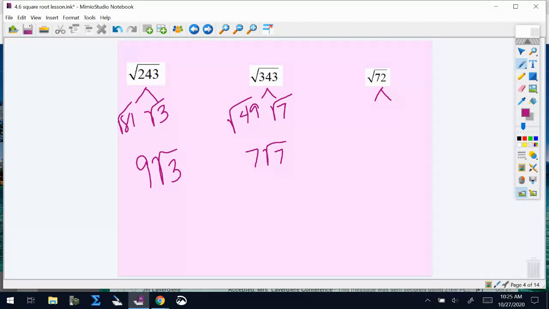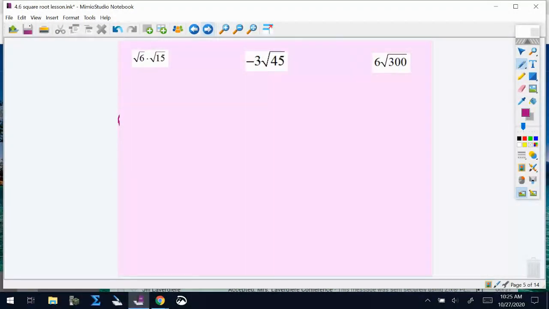72 also has a lot of perfect square factors. 4 goes into it, 16 goes into it, but the biggest one is actually 36. It is 36 times 2. Square root of 36 is 6, and then we leave the root 2.